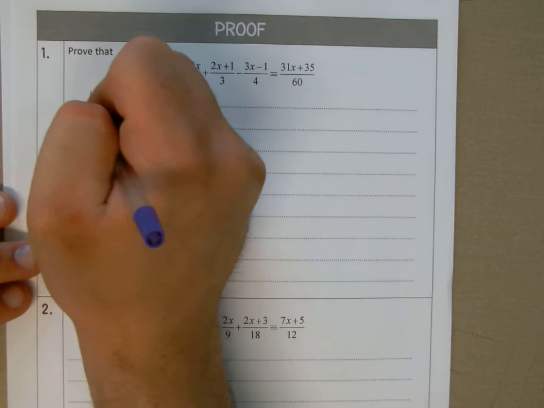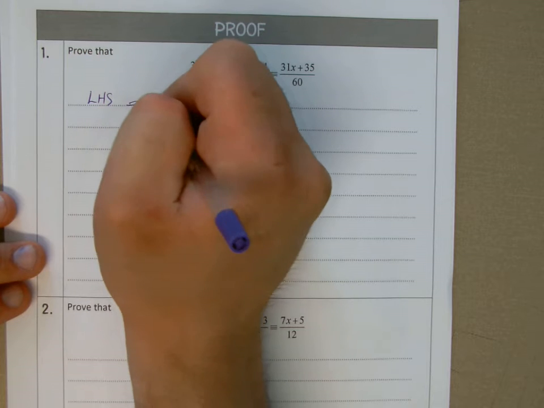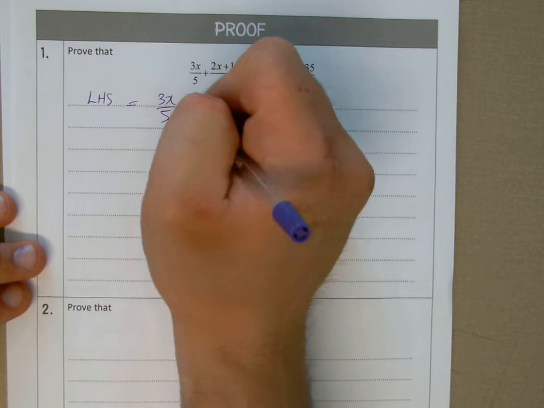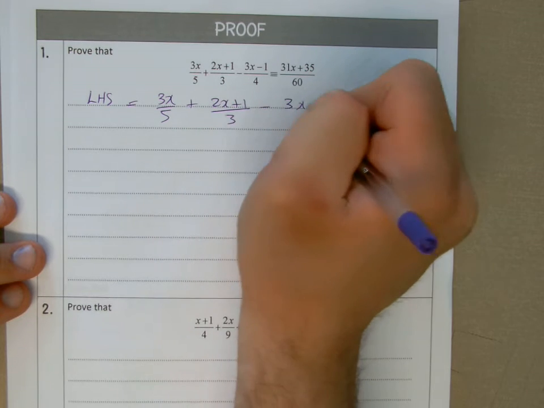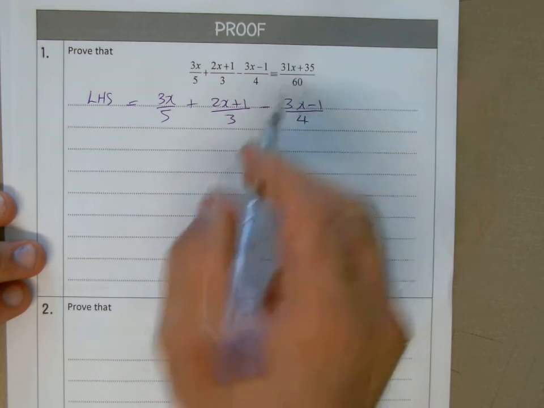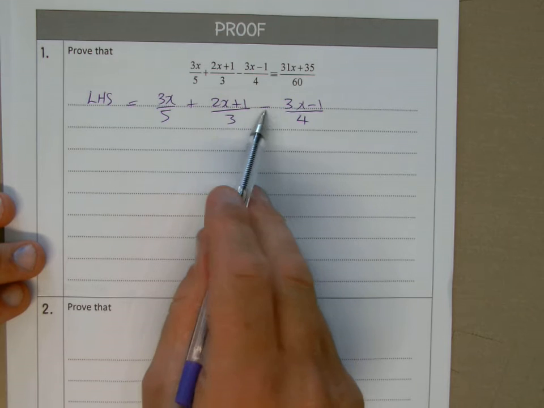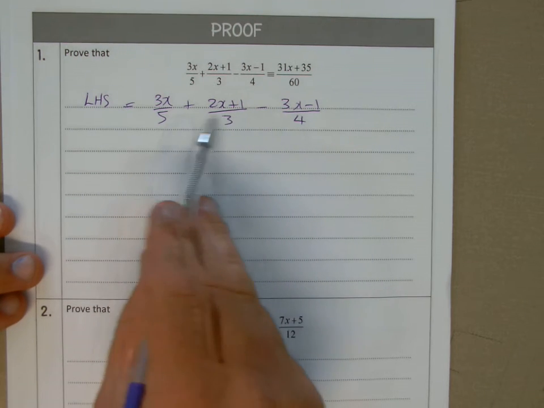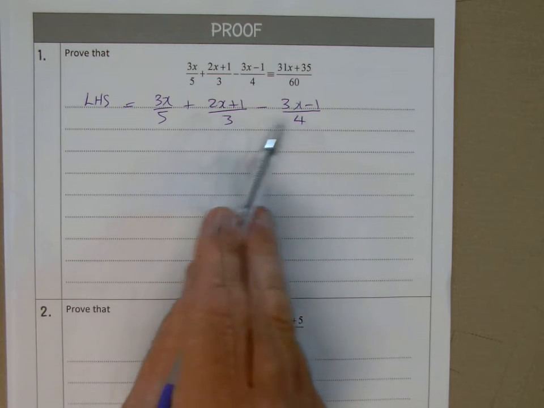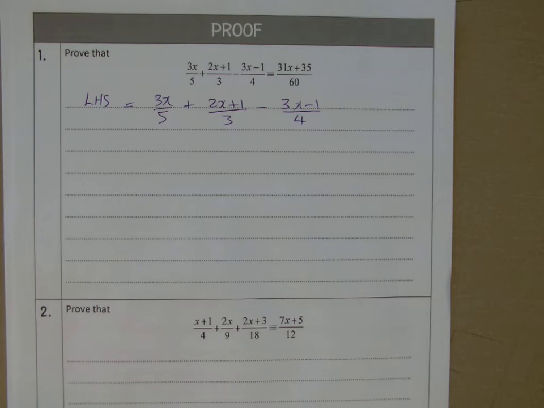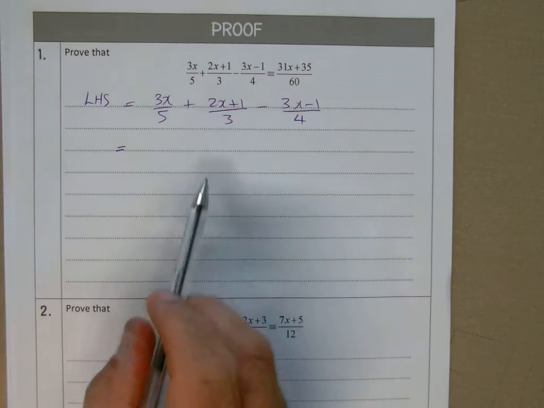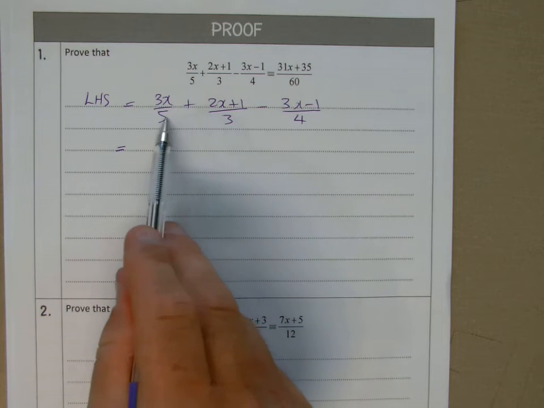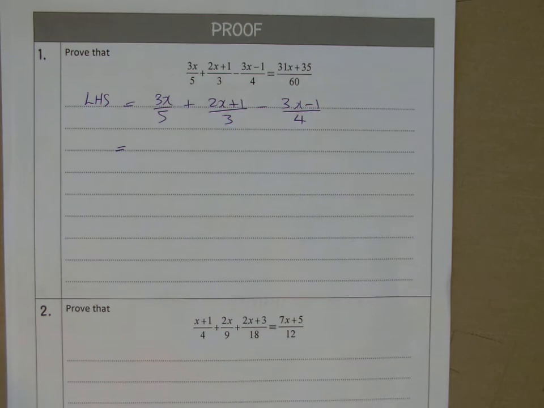So I literally start with the left-hand side, and I say, look, let's write it out, it is this. And I think about scaling up each of these fractions, right? Because if I want to add or take away fractions, I need to get a common denominator. Okay, 5, 3, and 4 are all different. So we need to get a common denominator, and we need to think about what we can scale up to so that each of 5, 3, and 4 go into.